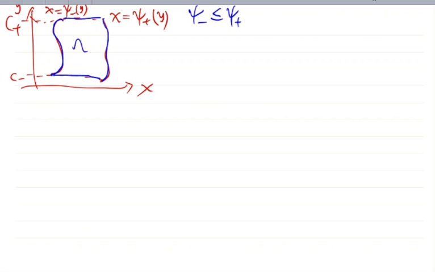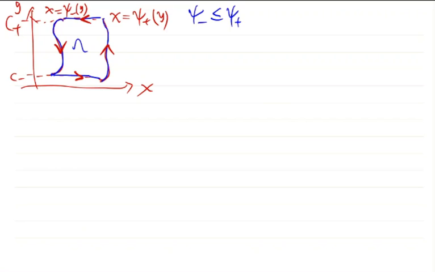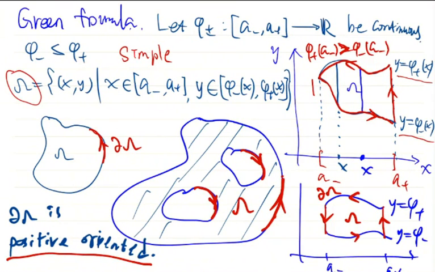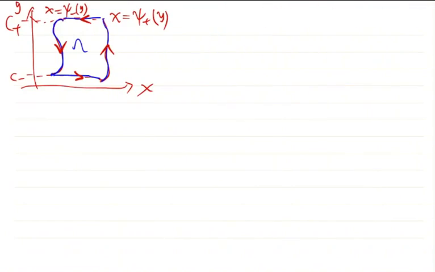But the orientation is also given anti-clockwise. That is, it is oriented here, here, here, and here. So this is the orientation of a simple domain. Now, for a simple domain, we have the following result. We consider the domain in the first form. So we state this as a lemma.